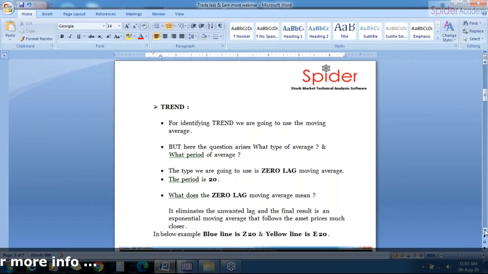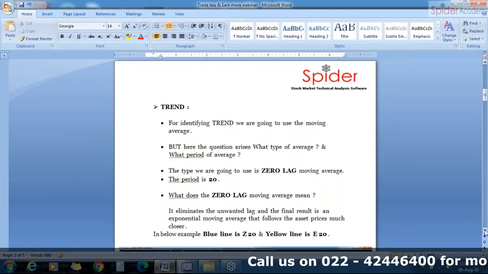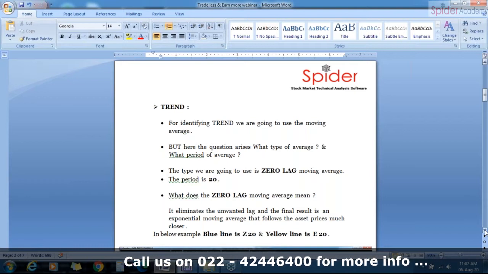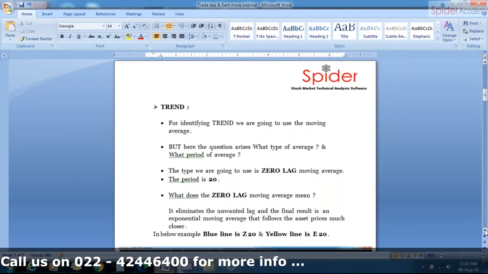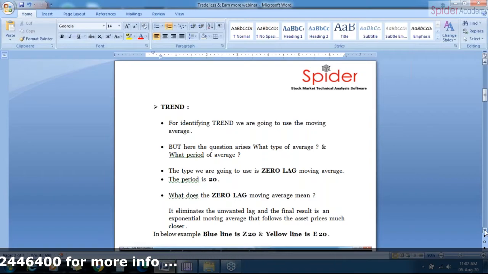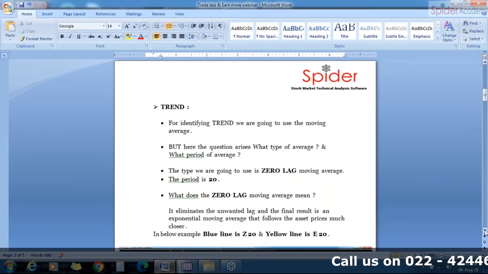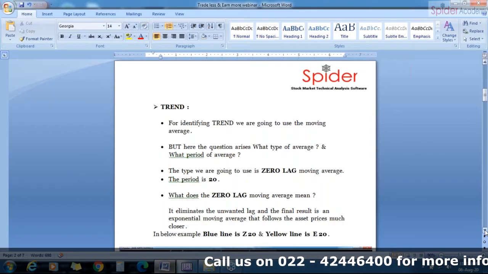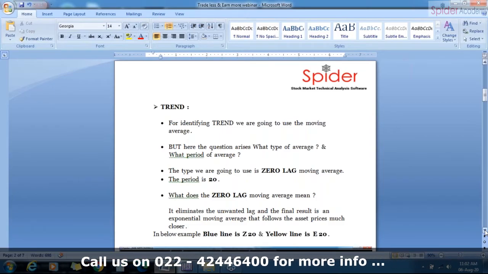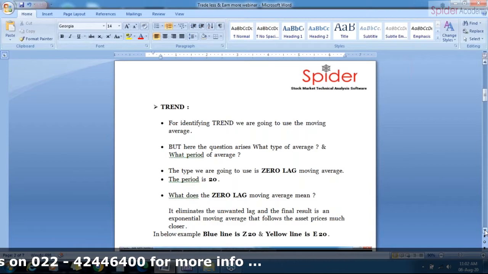What does the zero lag moving average mean? The zero lag moving average eliminates the unwanted lag, and the final result is an exponential moving average that follows the asset prices much closer. In the below example, I have shown the blue line as a zero lag 20 moving average and the yellow line as an exponential 20 moving average.